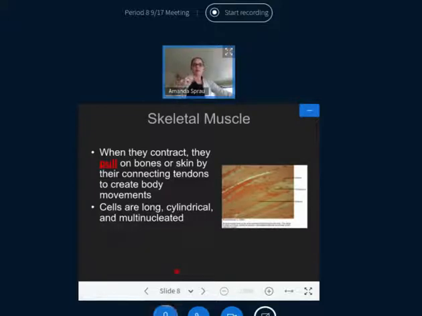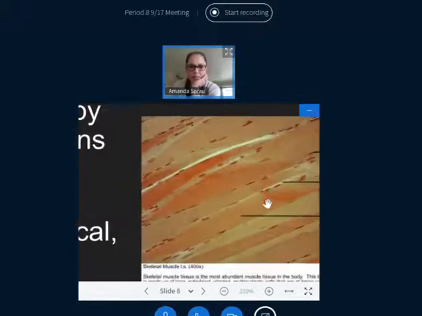Like we said, all muscle cells are long and cylindrical, but what is unique about skeletal muscles is that they are multinucleated. What that means is that they contain a lot of nuclei, which is really cool. When you look at this picture here, and I know it's a little hard to see, maybe if I zoom in a little bit, there it is. All of these dark spots are nuclei. This is one muscle fiber or muscle cell, and all of those dark spots around it are nuclei for that one muscle fiber.